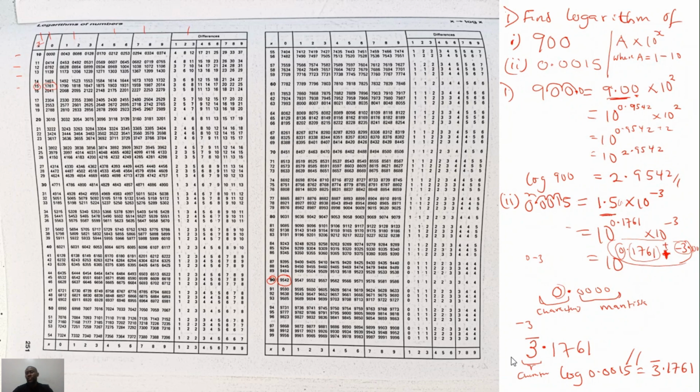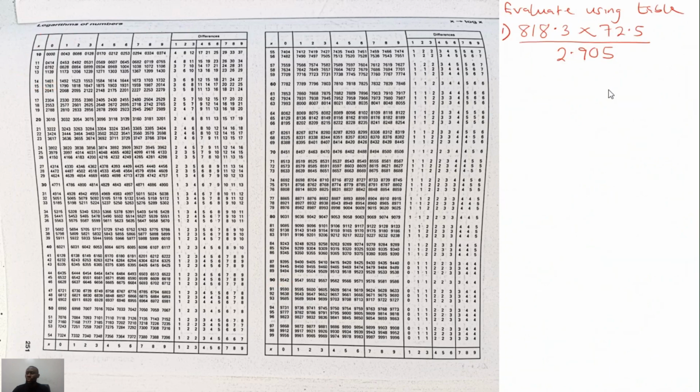Recap. The first is to express the number in standard form, and after you express it in standard form, you check the logarithm of the number from the four figure table.